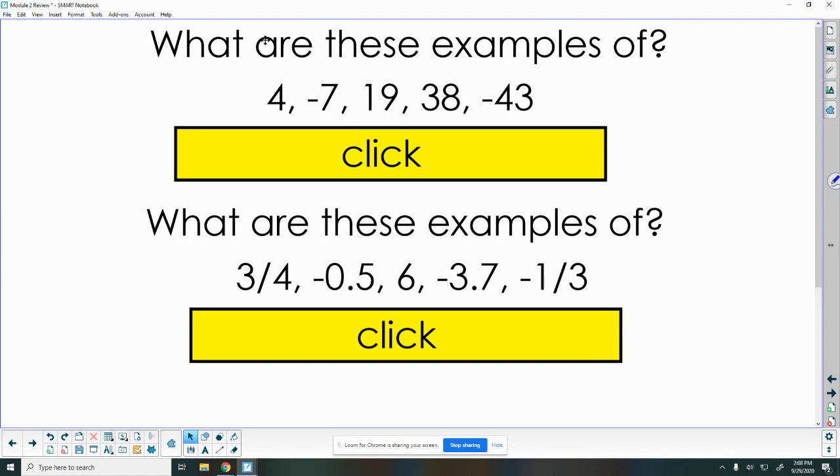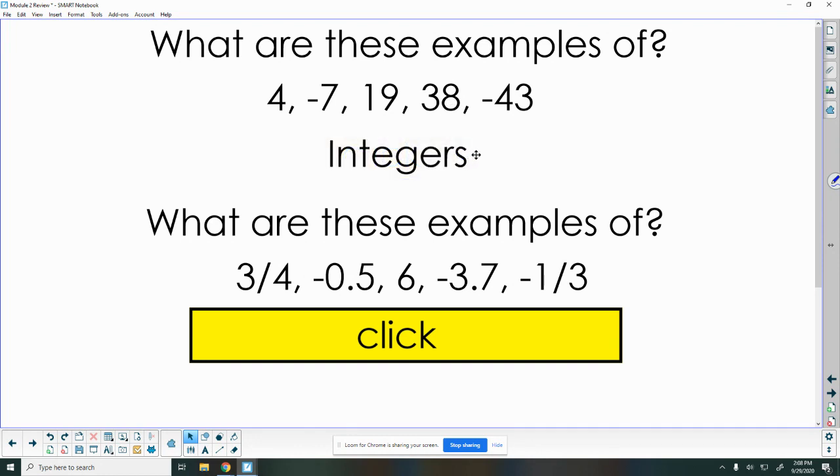Okay, so now it wants to know what these are examples of. 4, -7, 19, 38, 43. These are all whole numbers or their opposites, positive and negative whole numbers. Those are integers. Then we have 3/4, -5/10, 6, -3 and 7/10, and -1/3.